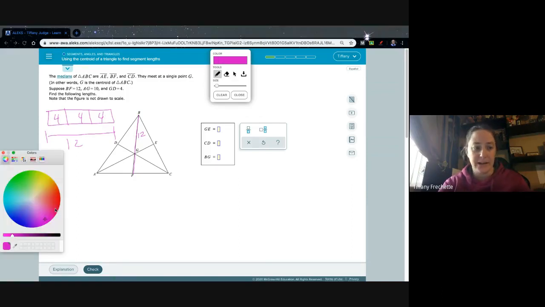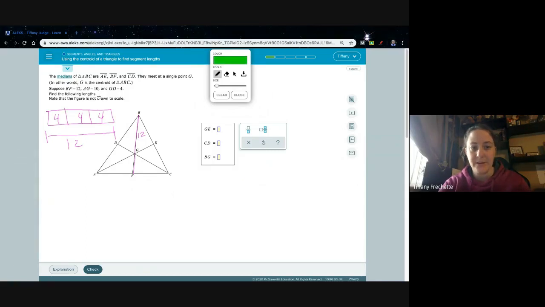And then I'm just going to keep moving here. So green. The next piece we're given is AG. So we're given this piece here. This is the longer piece, and we're given that it's 10. So again, we have 3 pieces. The longer piece is equal to 2 of them. So we have 10 in here, so I'm going to divide by 2. And that tells me that each third is worth 5.